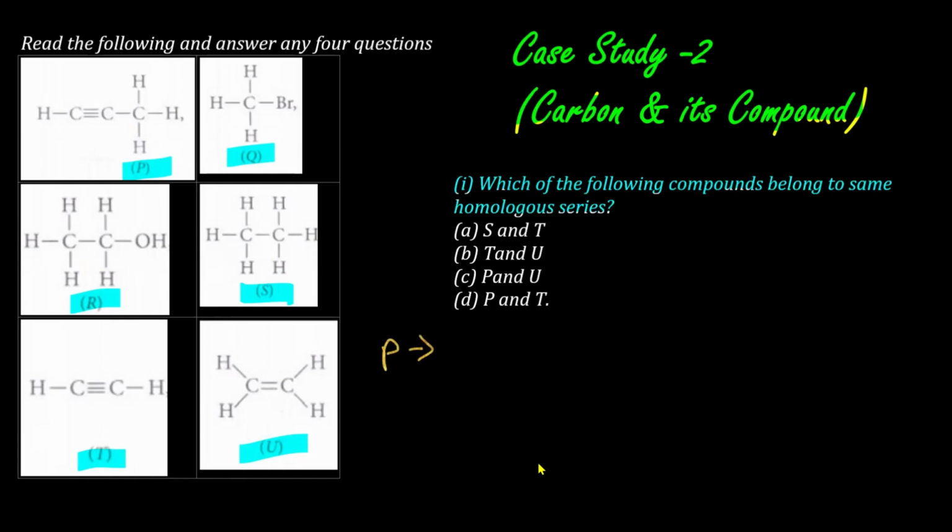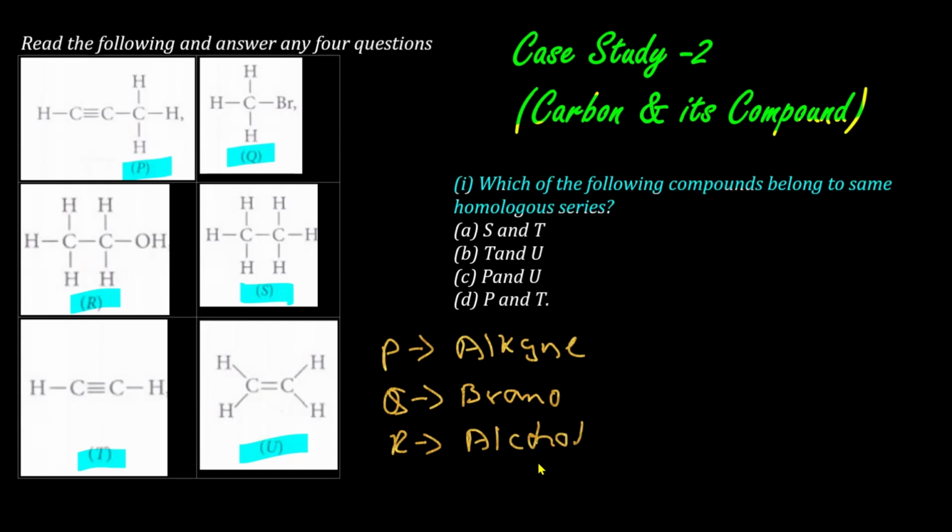The first one is P. As you can see, it has a bond between carbon-carbon atoms, so it's alkyne, YNE. The second, that is Q, I can see this is bromo, an heteroatom, bromo. Next is R, it is OH, that's alcohol. R is an alcohol functional group.